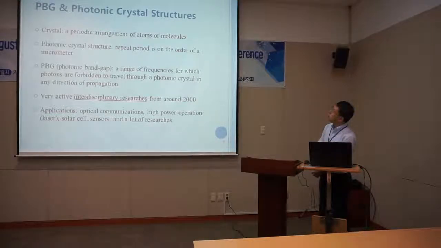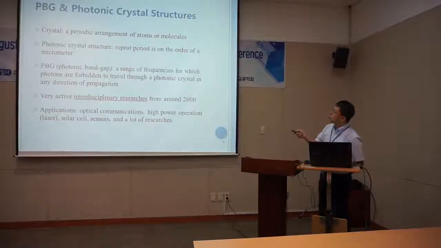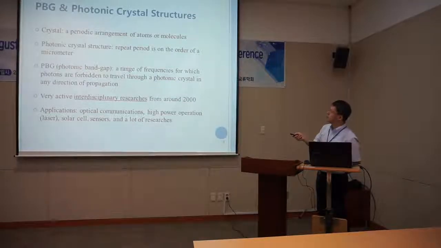First, the photonic crystal comes from crystal. Crystal is defined as a periodic arrangement of atoms or molecules. Therefore, in photonic crystal structure, repeat period is on the order of micrometer. By using this photonic crystal structure concept, we can have a photonic bandgap structure. Photonic bandgap structure is a range of frequencies for which photons are forbidden to travel through photonic crystals in any direction for propagation.